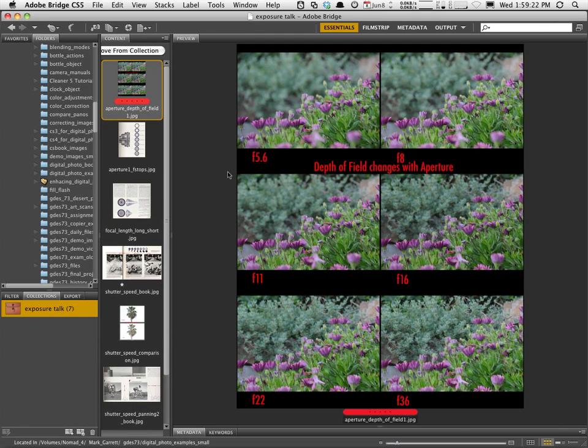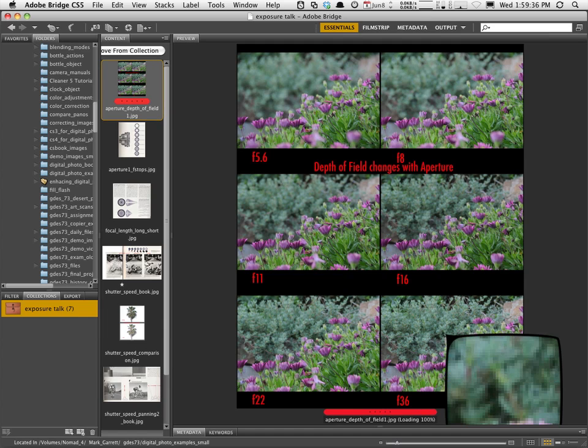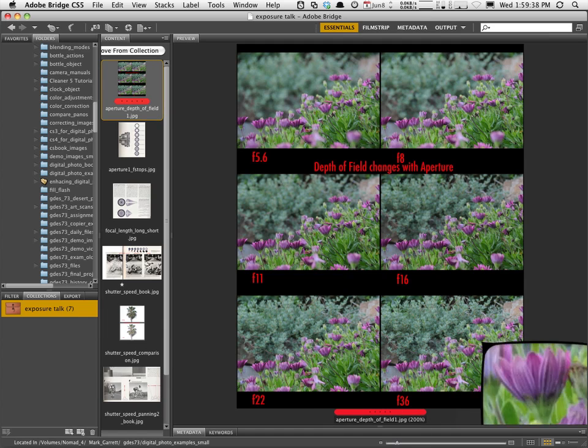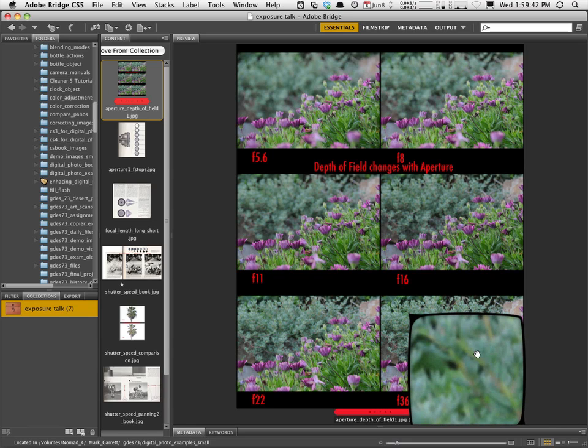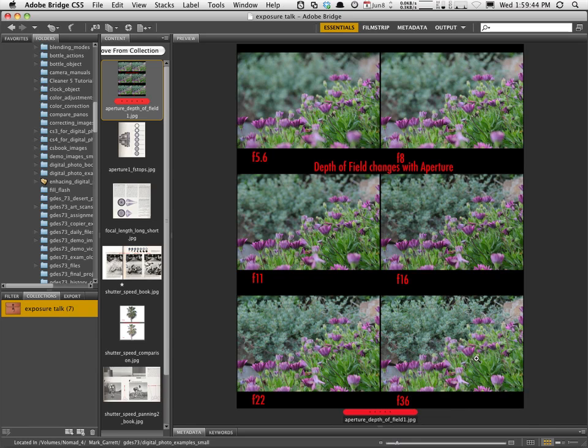Right, so the depth of field can be affected. Depth of field is basically how much of the image in front and back of where I focused is in focus. What does that mean? Well, you can see this one is f36, which is a very small aperture. If I look at that image, the flowers in the foreground and the stuff in the background are fairly in focus.